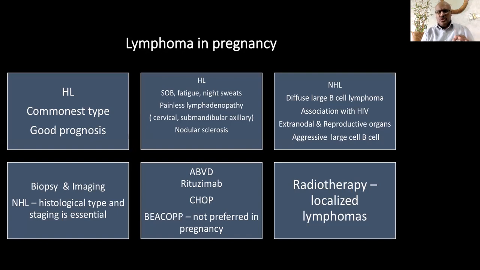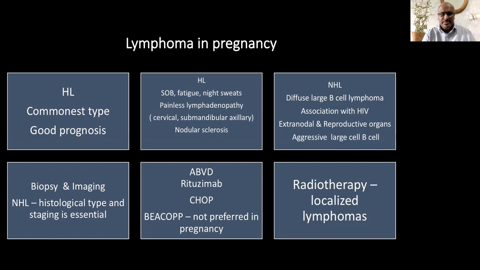With regards to non-Hodgkin's lymphoma, the prognosis is not as good as Hodgkin's lymphoma. They may present with diffuse large B cell lymphomas. Sometimes it is associated with HIV. And patients with non-Hodgkin's lymphoma usually have extranodal involvement or involvement of the reproductive organs. And sometimes they may have the aggressive large B cell type of non-Hodgkin's lymphoma.